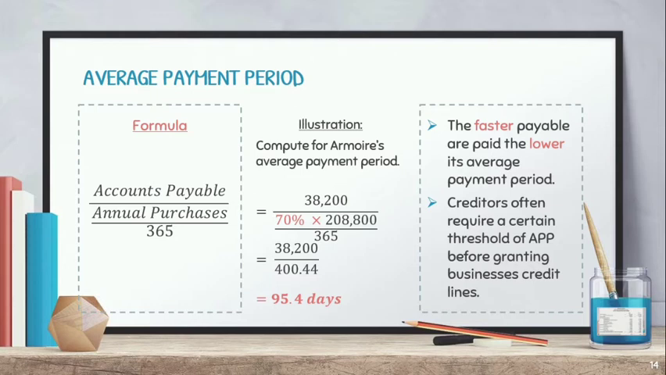So, if mag-apply tag credit line sa atong creditor or supplier, usahay kay mag-ask man na sila if naa na sila ka ng required nga APP. So, i-evaluate na to, i-assess na to if ang atong APP is pasok ba sa ilang standards.